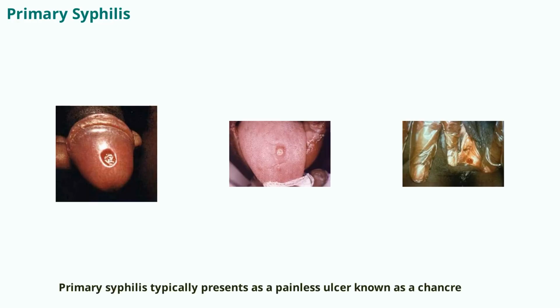Primary syphilis typically presents as a painless ulcer, known as a chancre, at the site where the bacterium entered the body. This lesion is highly infectious, but often heals on its own within 1 to 8 weeks, even without treatment. However, the infection does not go away and can progress to more serious stages if left untreated. Early recognition of primary syphilis is crucial for prompt treatment and prevention of further transmission.